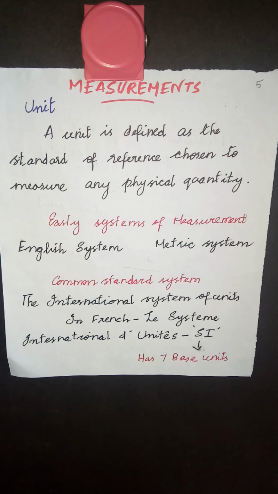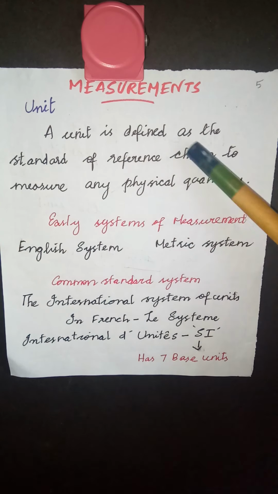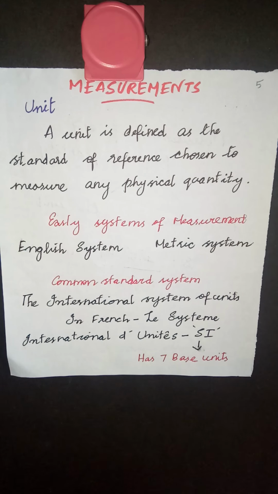Before we learn about different units, let's define what is unit. A unit is defined as the standard of reference chosen to measure any physical quantity. For example, if you go to a vegetable shop and try to buy tomatoes, if you want to buy 1 kg of tomato, what will the shopkeeper do? He will take a measurement written as 1 kg, a stone, and then he will use that as a standard to weigh 1 kg for you. And that stone is called the standard of reference. Same way, we have a standard of reference which is chosen to measure any physical quantity, and that is called a unit.